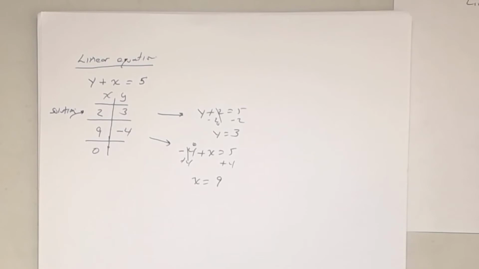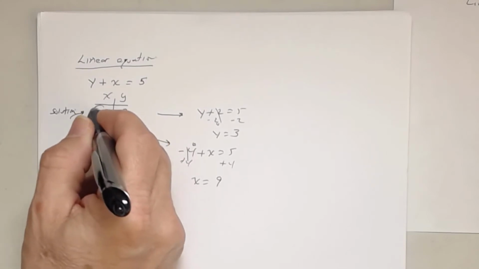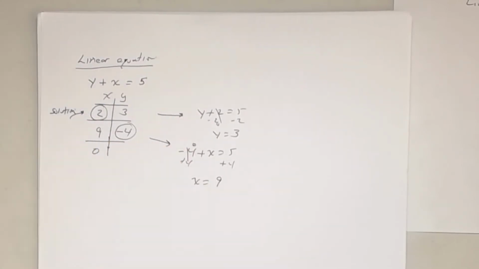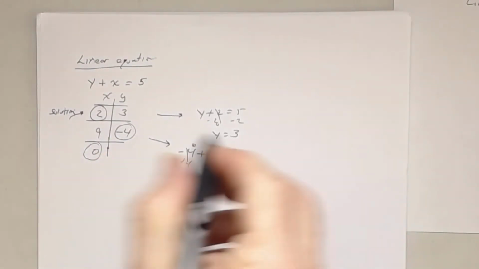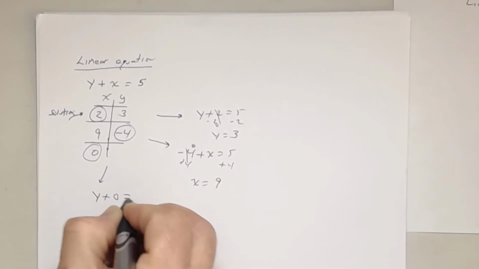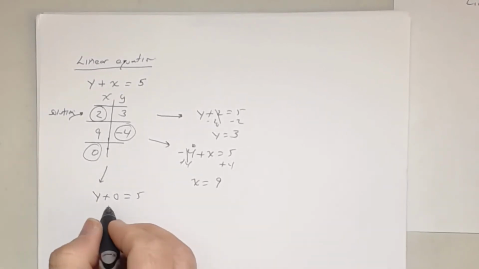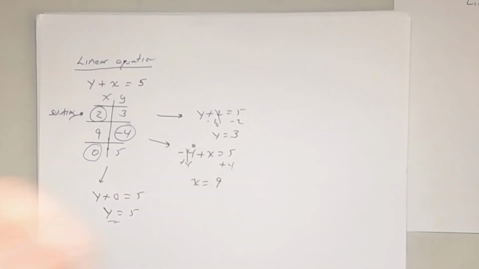Then let's look at the other point. I'm going to circle what was already given: 2 is given here, -4 was given here, and 0 is given here. So this time, what is X? 0. So I get Y plus 0 equal 5. What's Y plus 0? Y. So what does Y equal? 5. So there's another solution of that equation.